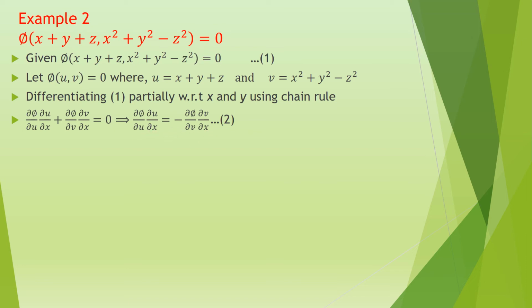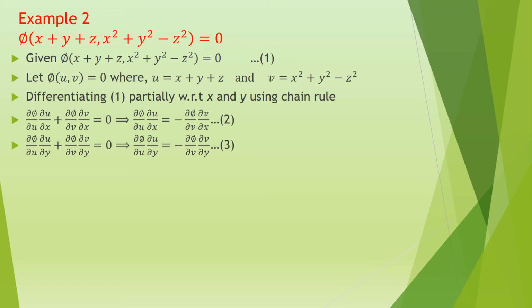Similarly, we differentiate φ partially with respect to y also. This time we get ∂φ/∂u, because φ is a function of u and v, into ∂u/∂y. Here we have taken the independent variable y. In the previous case, we had taken the independent variable x. So ∂φ/∂u into ∂u/∂y plus ∂φ/∂v into ∂v/∂y is equal to 0. So let me shift the second term to the right side. So we will get this and we will denote it as equation number 3.